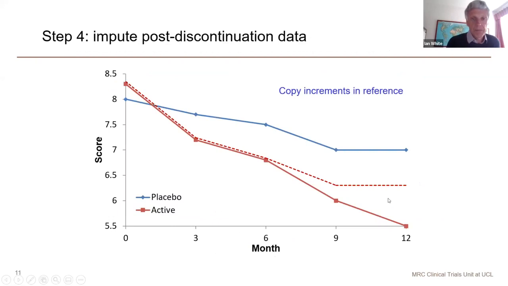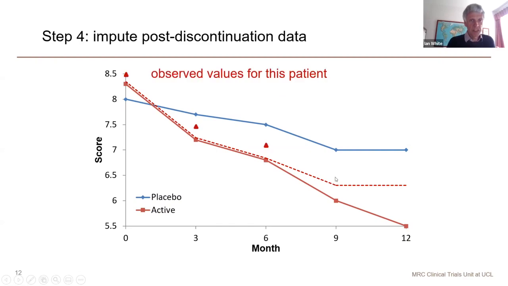So then that sets us ready to actually impute the post-discontinuation data. I'm going to take copy increments in reference as an example, just to show you how it works. So we're hoping to impute using this red dotted line as an individual mean profile. But we're not going to just impute on that line, because this is an individual who will have some observed values before their treatment discontinuation.